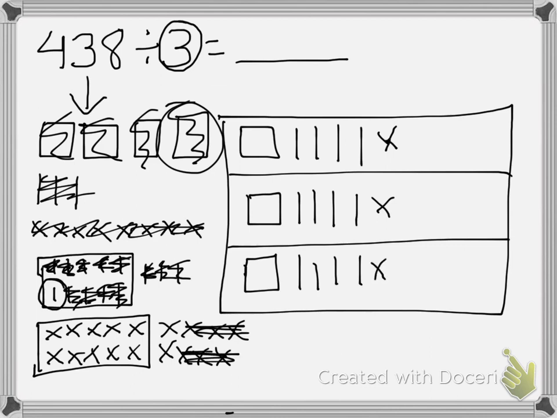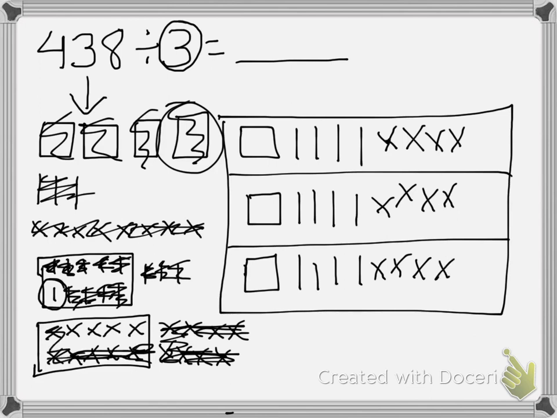These 3. 1, 2, 3. Now I'm going to keep dividing in groups of 3. And I see I have 3 left. 1, 2, 3. That means I don't have any remainder. I could say I have a remainder of 0, but I don't really need to do that.